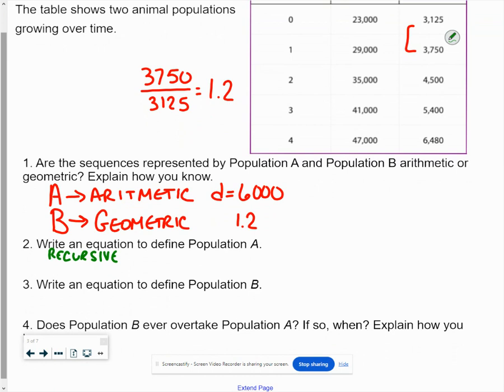So I would say A of 0 equals 23,000. And then I would have A of n equals the term before it, so A of n minus 1 plus 6,000.